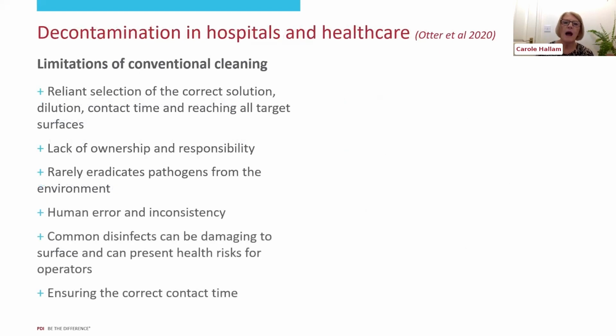So, a nice paper by John Otter about the limitations of conventional cleaning. We know that we get human error and inconsistency, sometimes a lack of ownership and who's responsible for cleaning what piece of equipment. It relies on people knowing the correct solution of the disinfectant, the correct contact time, and making sure that all the surfaces have been reached.